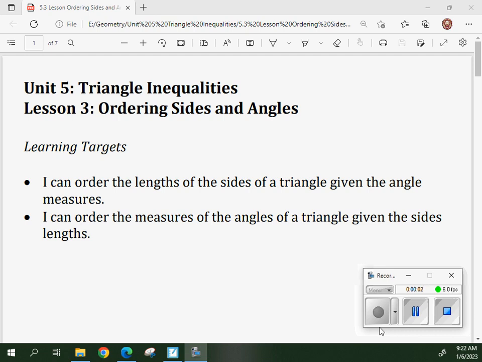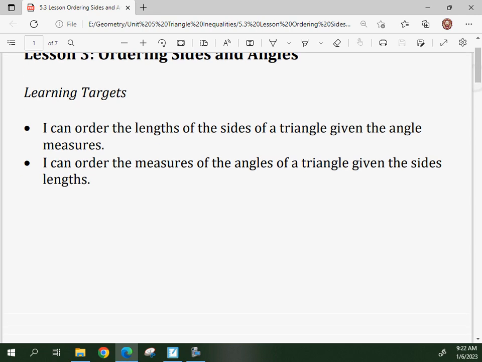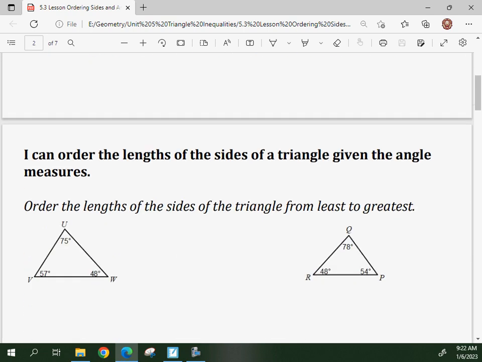Hey, so far we've talked about triangles' angles and what they all add up to, and what happens when we have an exterior angle. We have classified triangles based on the lengths of their sides and the measures of their angles. And today we're going to talk about how the lengths of sides and the measures of angles are related to each other and how we can order them.